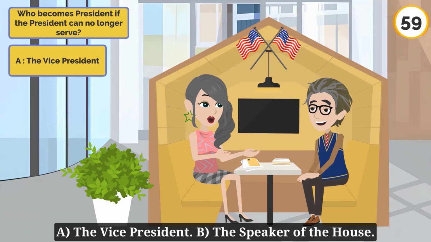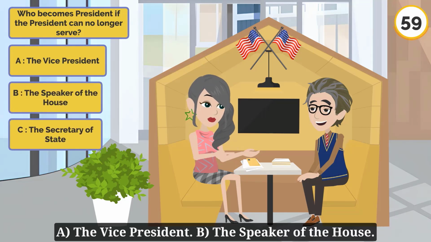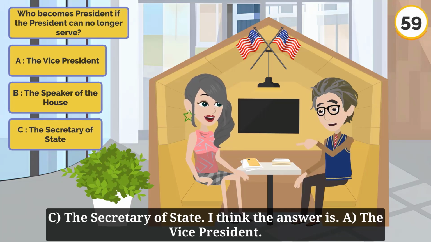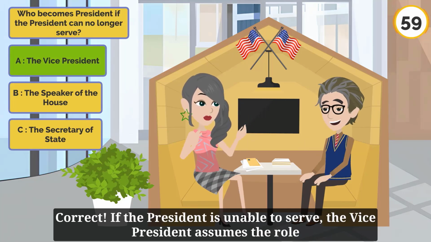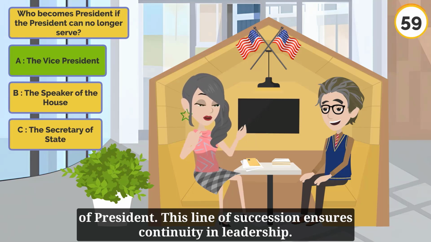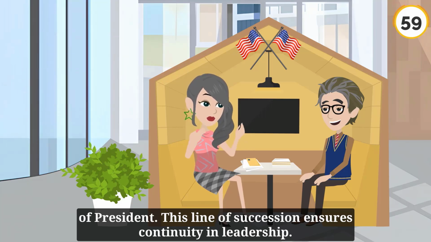Question 59. Who becomes president if the president can no longer serve? A. The vice president. B. The Speaker of the House. C. The Secretary of State. I think the answer is A. The Vice President. Correct. If the president is unable to serve, the vice president assumes the role of president. This line of succession ensures continuity in leadership.